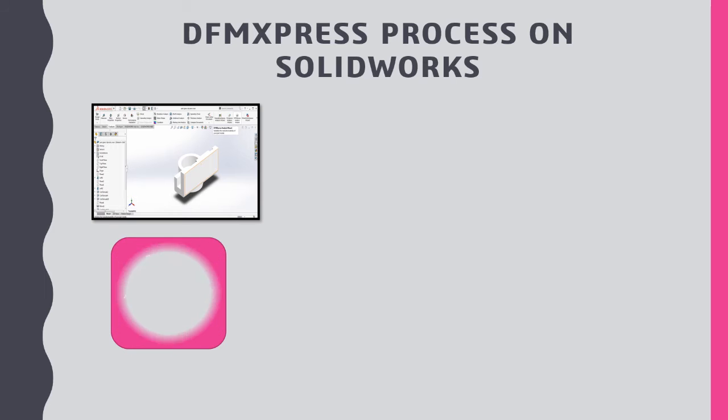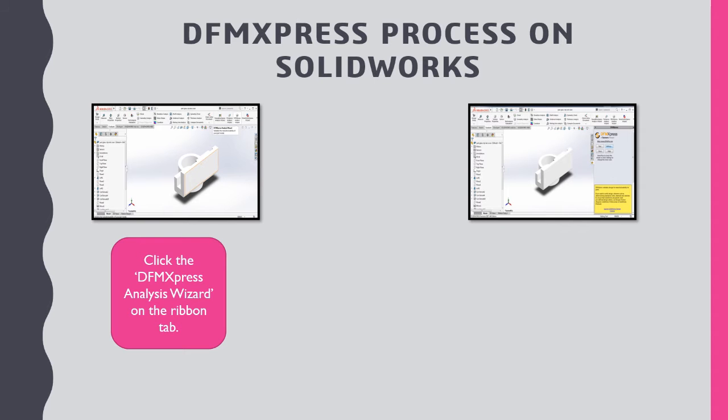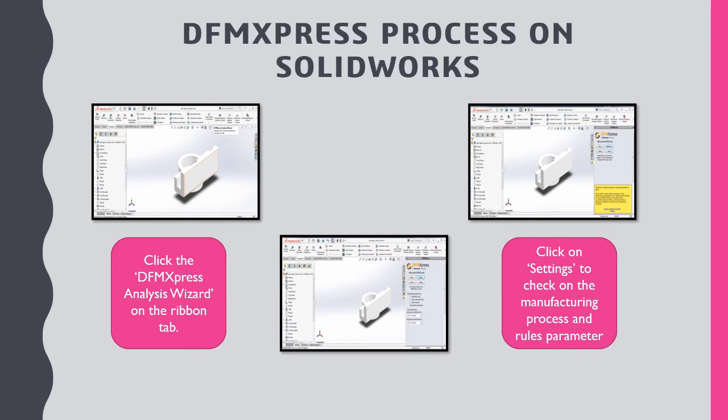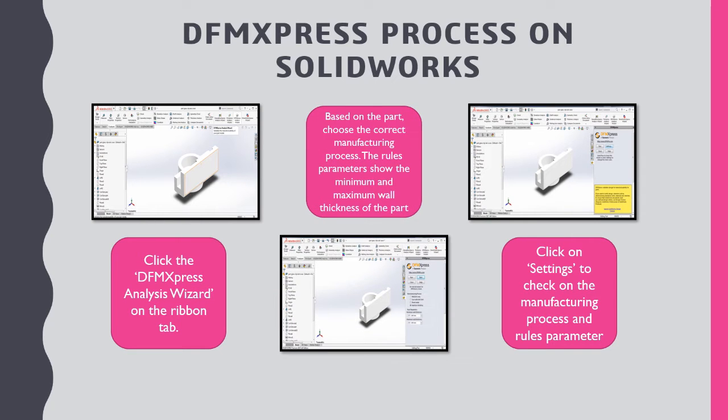Next is the DFMA Express process on SolidWorks. First step is to click the DFMA Express analysis wizard on the ribbon tab. Next, click on the settings to check the manufacturing process and rules parameters, and then, based on the part, choose the correct manufacturing process.